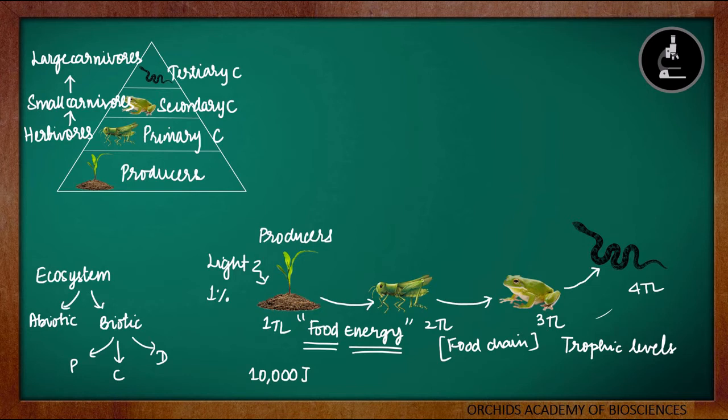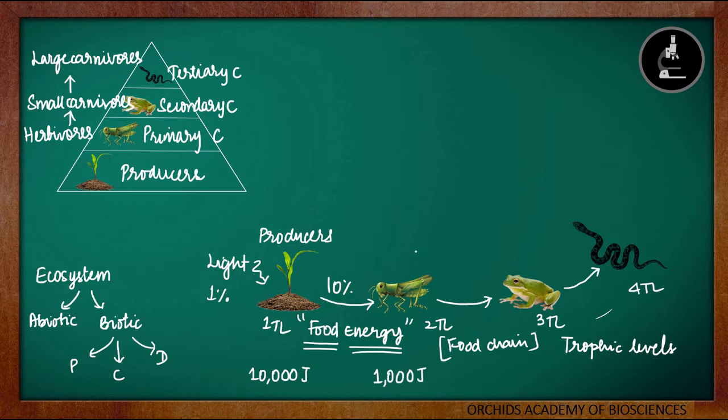Why? Because the plant will require this energy for growth, reproduction and various other processes. So out of this 10,000 joules, the amount of energy present at the producer level, only approximately 10% of the energy will be going to the next trophic level. How much of the energy from 10,000 joules will be going to the next trophic level? Only 1000 joules will be available at the second trophic level.